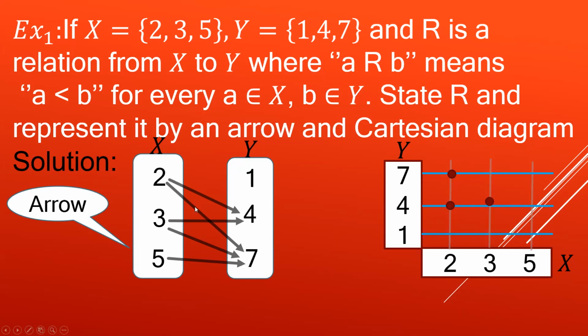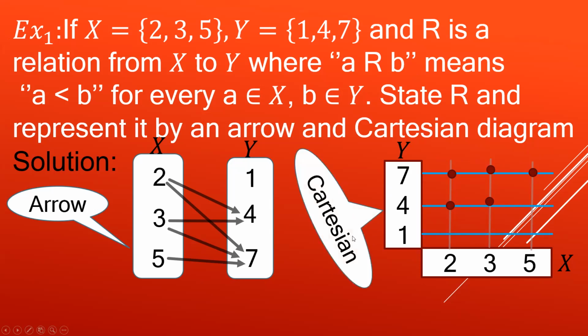And the third ordered pair, 3 and 4, its location is here, and the next ordered pair, 3 and 7, its location is up here, its first projection 3 and second projection 7. And the next ordered pair, 5 and 7, its location is up here, its first projection 5 and second projection 7. And this is the Cartesian diagram.